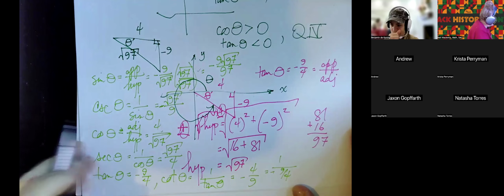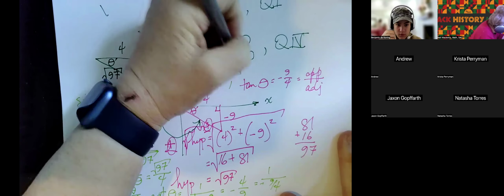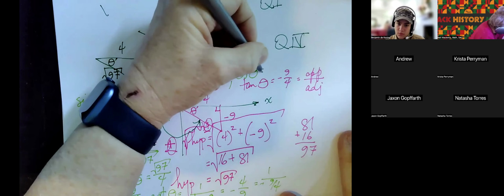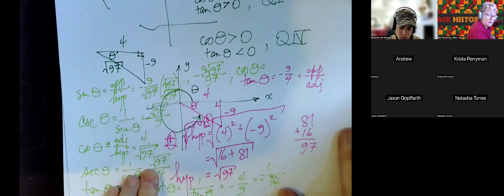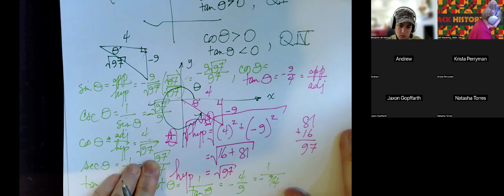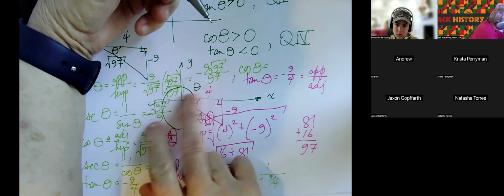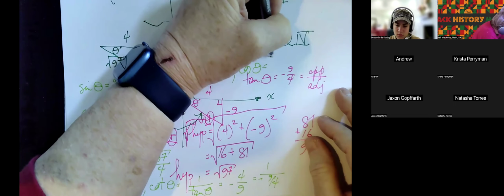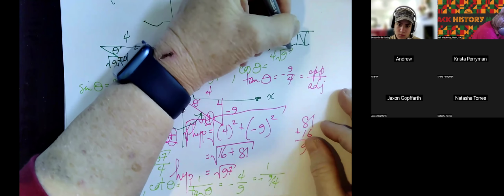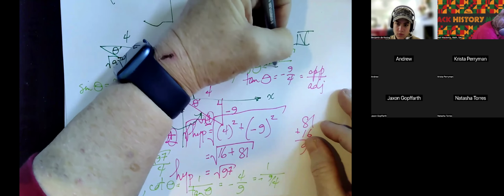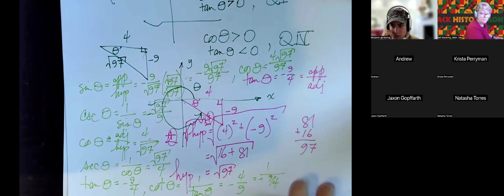Good. And the cosine, we have 4 over square root of 97. So we're going to multiply by the same thing. We'll have 4 times the square root of 97 over 97.